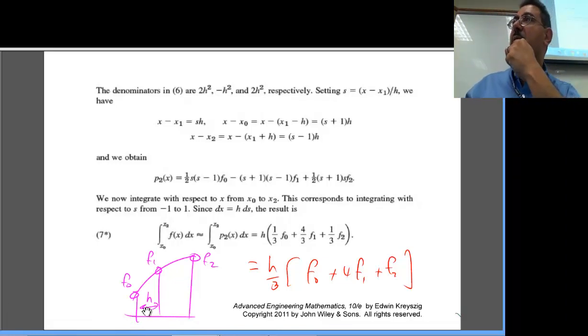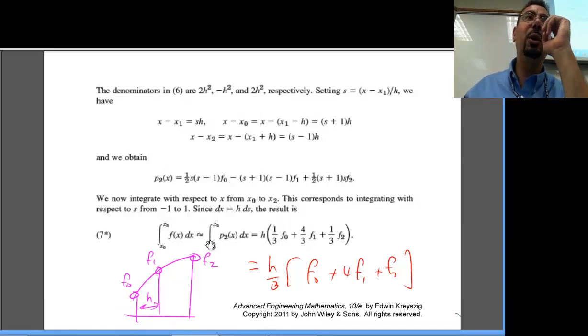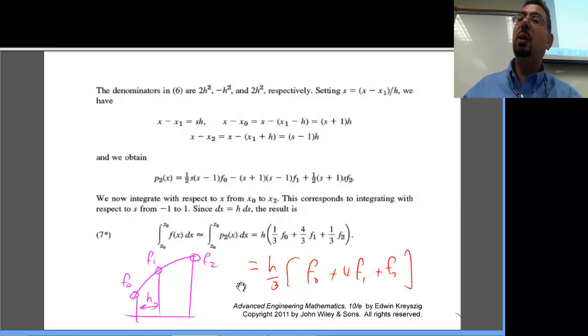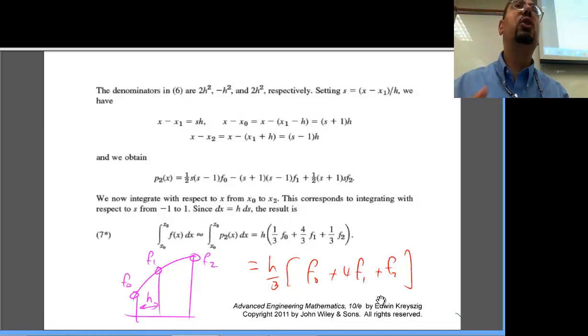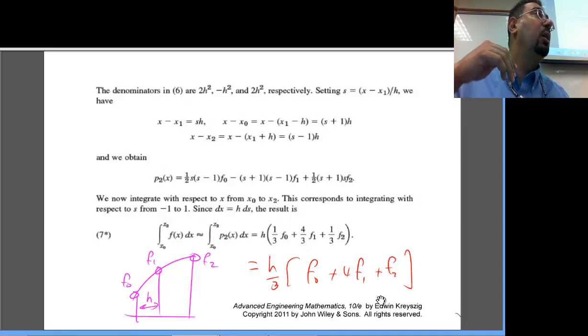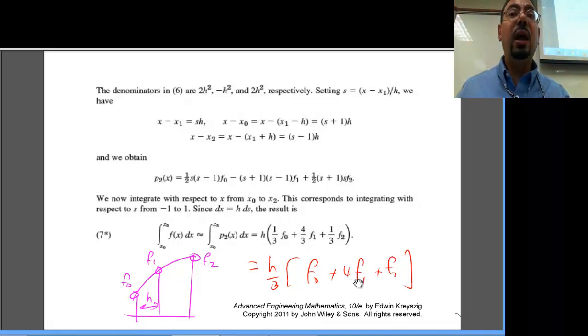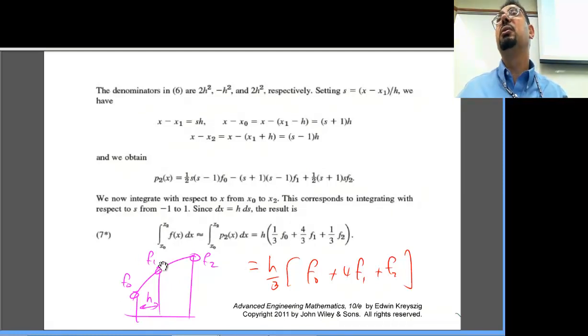Does this make sense? Anyway, so what is the formula for the area under the second order polynomial, which is the approximation of the integration? h over 3, the first one, 4 of the middle, plus the last one. f0 plus 4f1 plus f2, everything multiplied by h over 3. This will give you the area of a second order polynomial that meets your function at the beginning, the end, and the middle. And it's a good approximation.